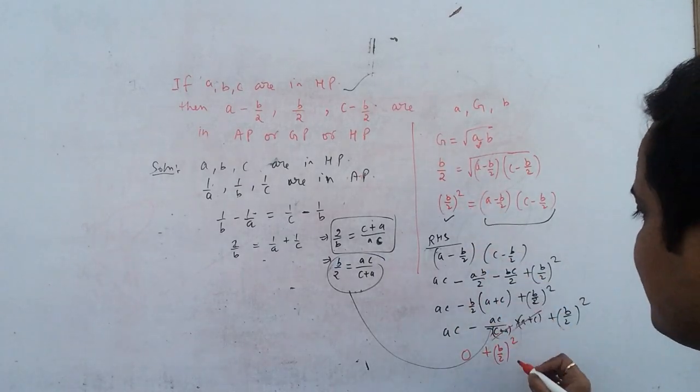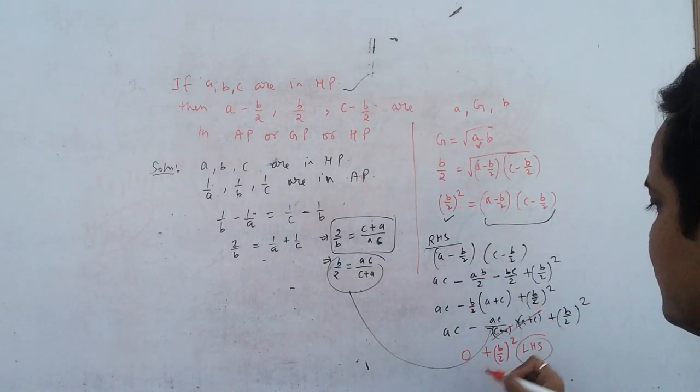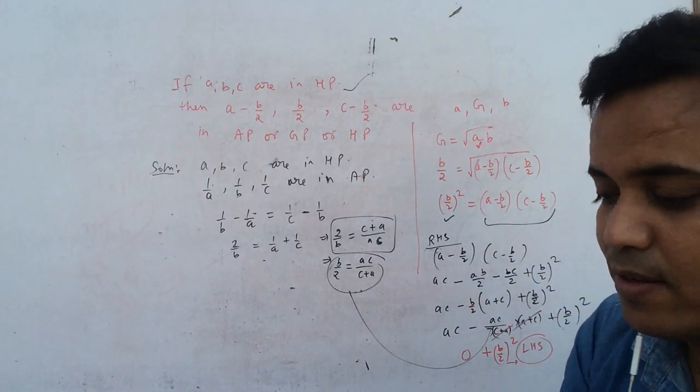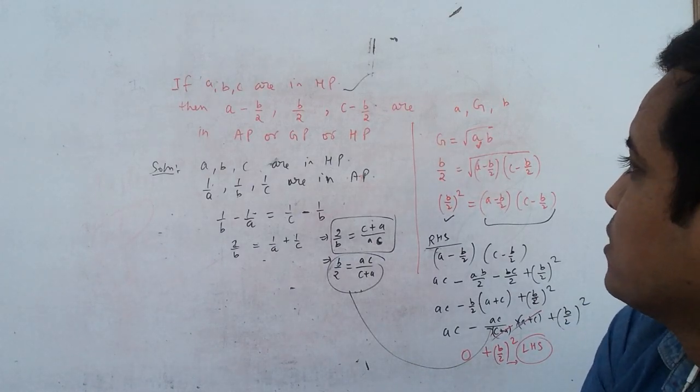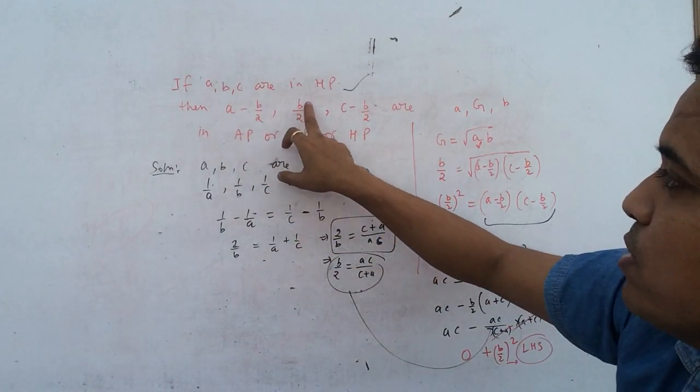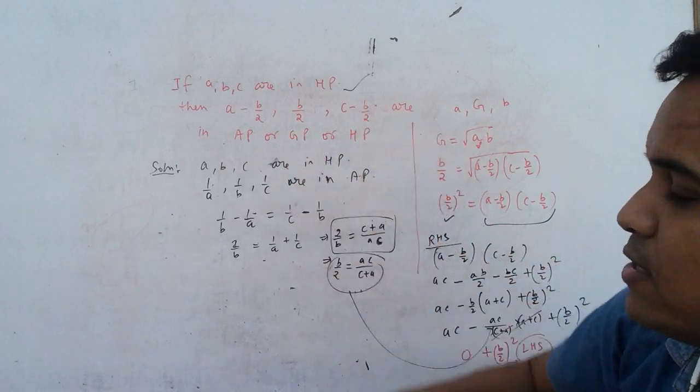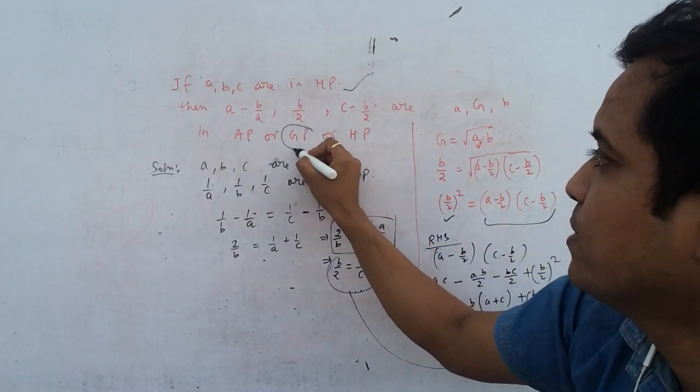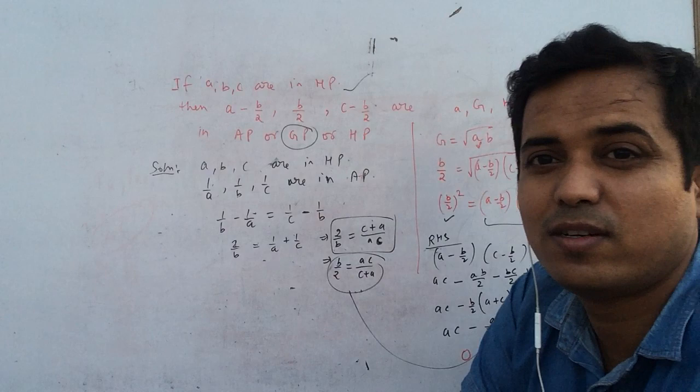So you got the left hand side equal to the right hand side, and the result is true here. So a minus b by 2, b by 2, c minus b by 2 are in geometric progression. I hope you have understood this.